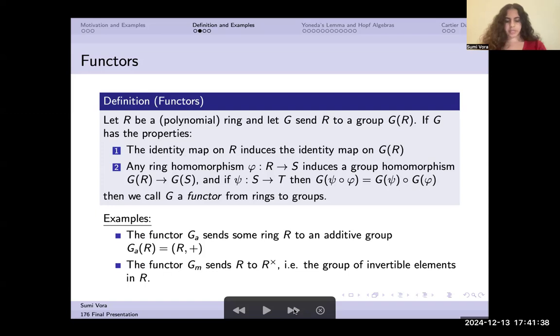Okay, so a couple of examples. The first one, it doesn't really do anything, but we'll say that G sub A sends R to the additive group R plus. So this one just takes R and says, okay, we're now going to just treat it as an additive group rather than a ring. And then the second one is also kind of a simple example. It takes R and sends it to a multiplicative group, G sub M of R, where G sub M of R is just the group of invertible elements in R. I think R cross is the common notation for that.